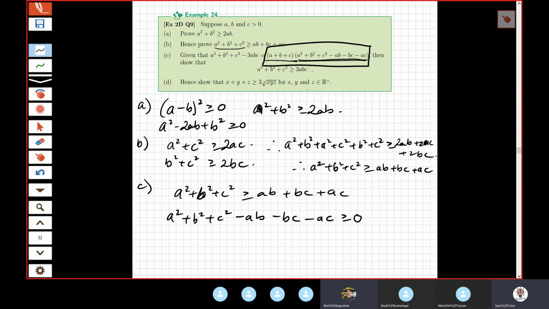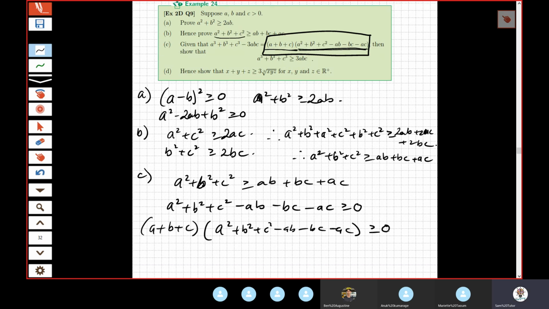Yes, exactly. You've got to times it by that, because if you need something, you guys have got to start learning. If I need it, then you get it out. You just write it out. So a plus b plus c multiplied by a squared plus b squared plus c squared minus ab minus bc minus ac is greater than or equal to 0. Because 0 times anything is still 0, right?